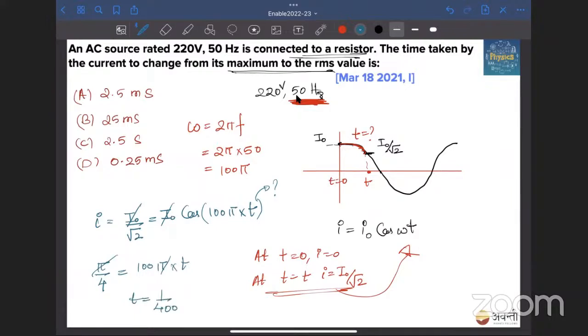But there is no such option. So let's calculate it more. Dividing, it will be 0.25 into 10 to the power minus 2. This can also be written as 2.5 into 10 to the power minus 3 seconds, or 2.5 milliseconds. Option C is correct. So Rajkot was correct. Very nice. Note the answer and try by your own quickly. This is a JEE Mains question. Very big question, right?